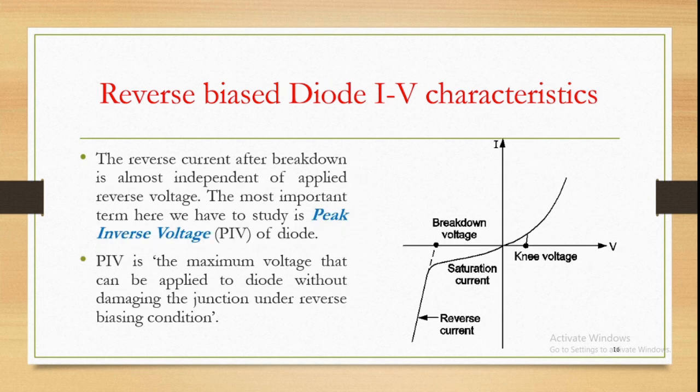A second important parameter in the reverse bias characteristic is the peak inverse voltage. The reverse current after breakdown is almost independent of the applied reverse voltage. The maximum voltage that can be applied to a diode without damaging the junction under reverse bias condition is called the PIV, or peak inverse voltage, of the diode. This is a very important term in the reverse bias of a diode.